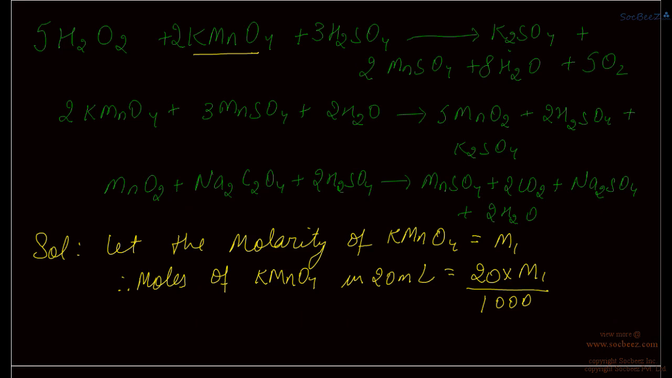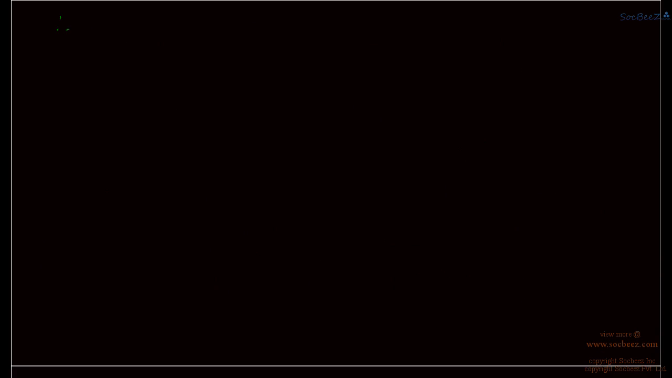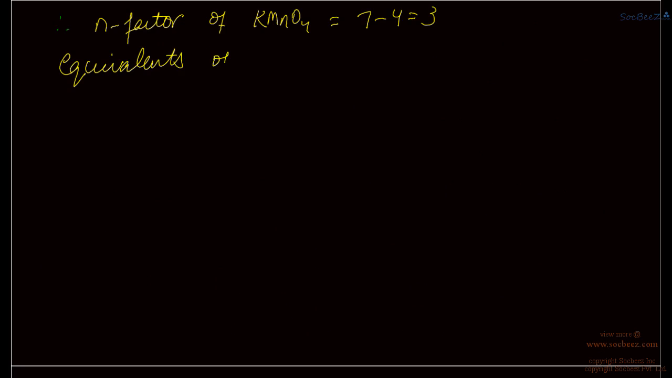Now the actual reaction that is taking place is MnO4 negative, here KMnO4 is in the form of MnO4 negative, going to MnO2. If we calculate the oxidation state of Mn in MnO4 negative, it comes out to be plus 7, and here it is going to plus 4 oxidation state. Therefore, N factor of KMnO4 equals 7 minus 4 equals 3. Since we know the N factor and the number of moles, the equivalence of KMnO4 used is 20 into M1 upon 1000, the number of moles, into N factor, that is 3.